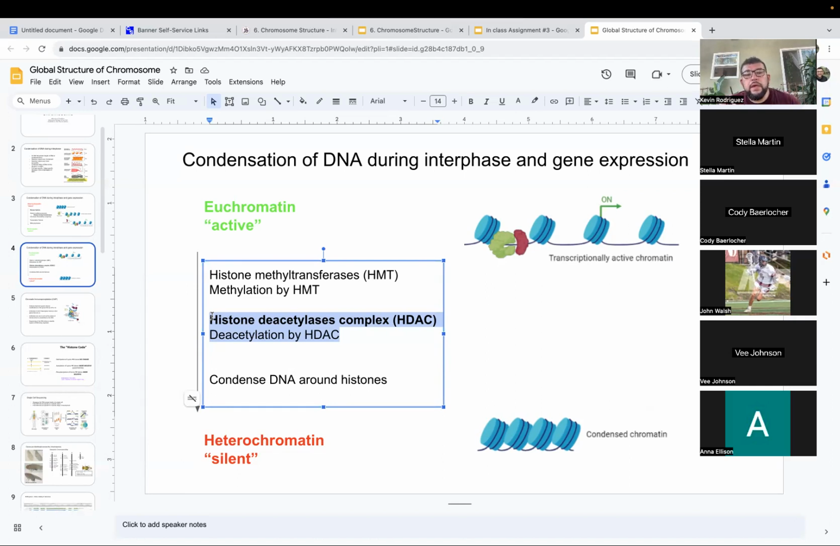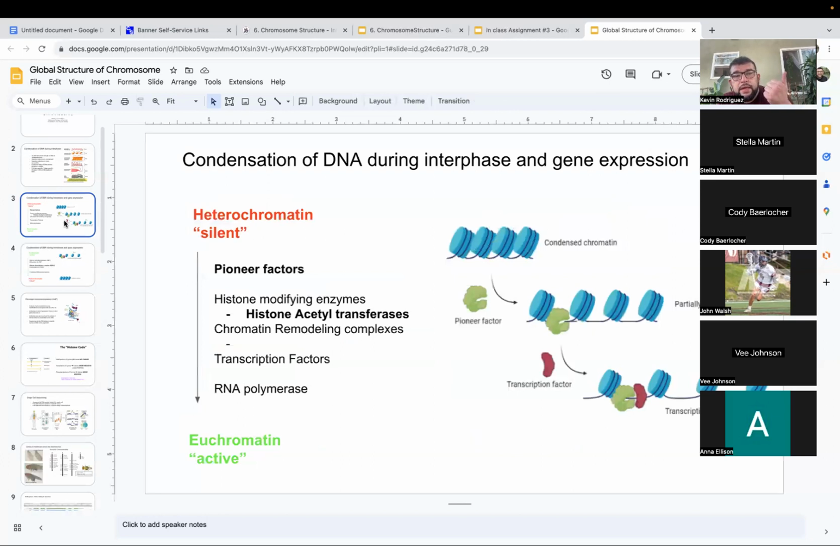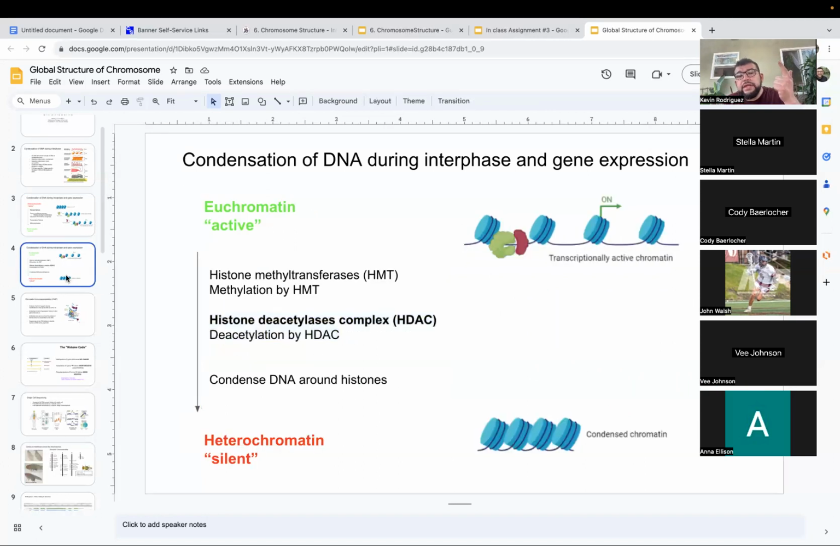I expect you guys to know the pioneering factor, which helps us target the gene that we care about, right? Next, we have the HAT, the histone acetyltransferase, comes in, adds the acetylation, that opens up the DNA. Then once you need the DNA to be silenced, you have deacetylation happen, you remove the acetylation, your DNA coils back up, and you basically put that DNA back away.